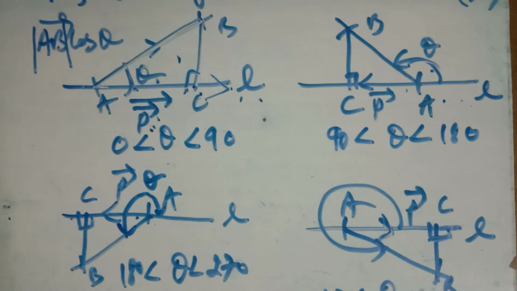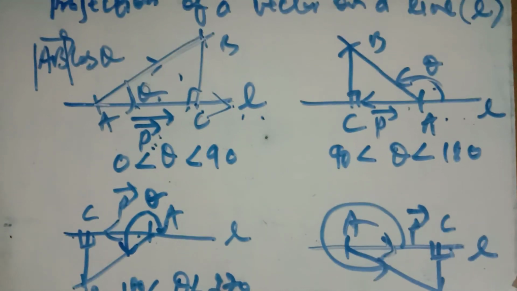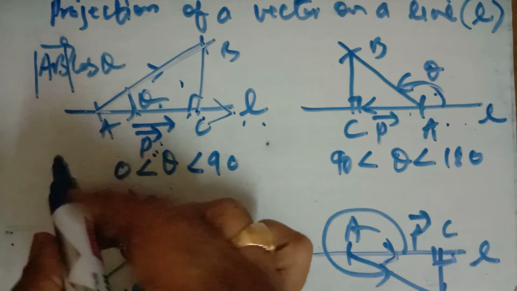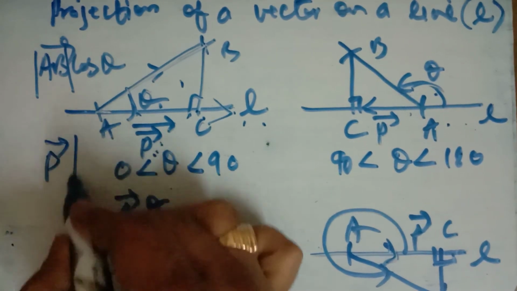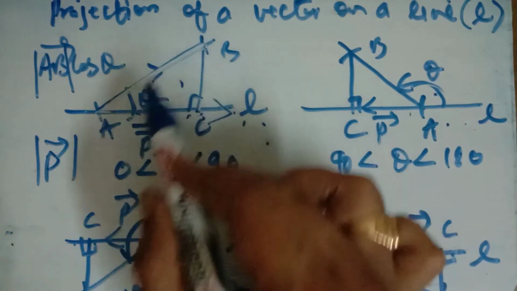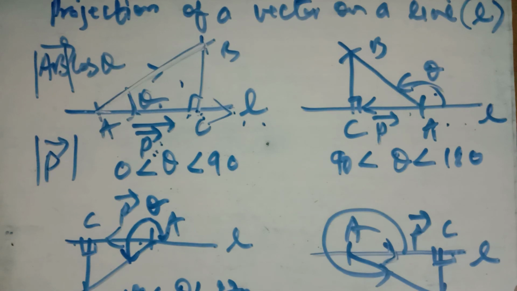So this is the direction of the projection of the vector AB on the line L, and it is known as the projection vector, and its magnitude is the magnitude of vector P. That is, AC is equal to mod AB cos theta. So this is the projection of a vector on a line.